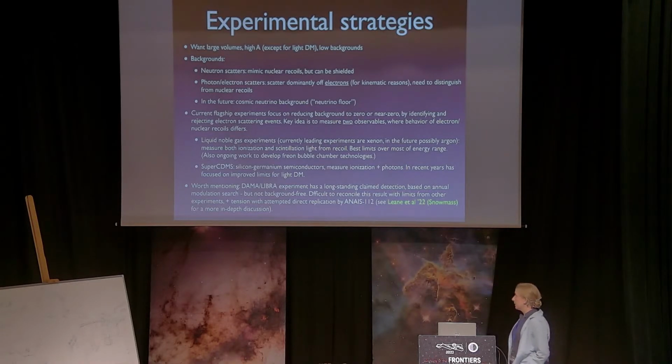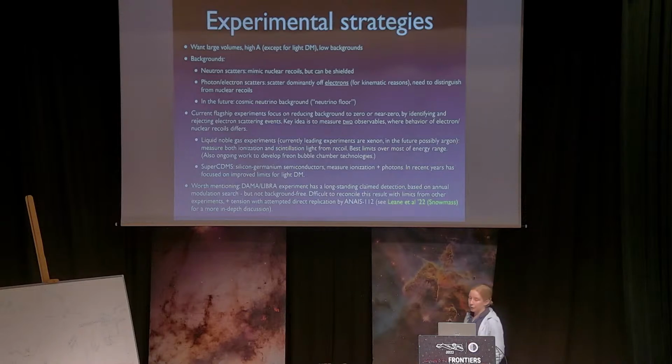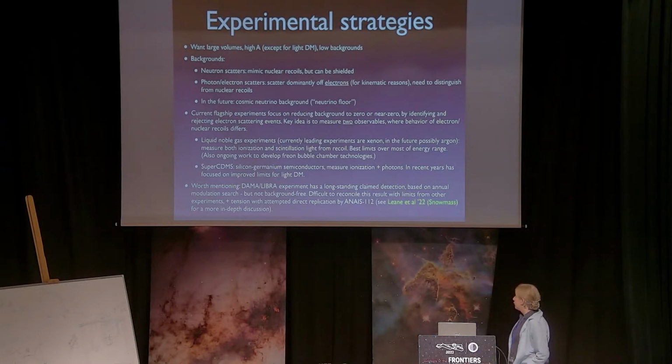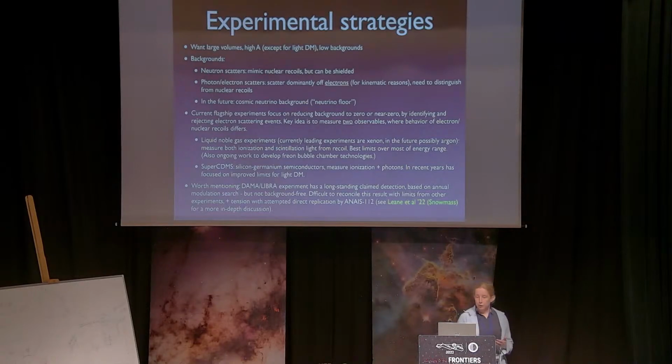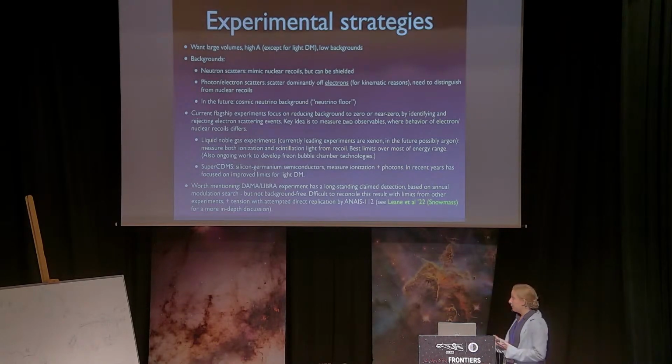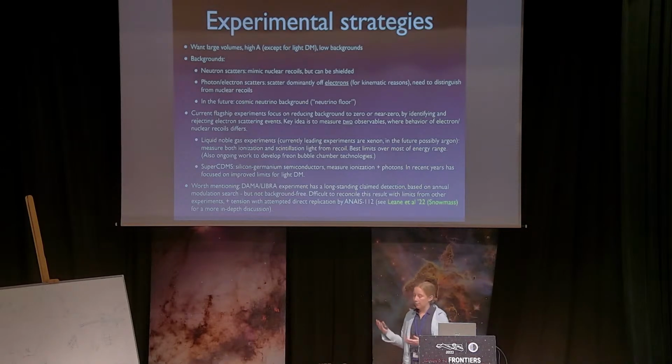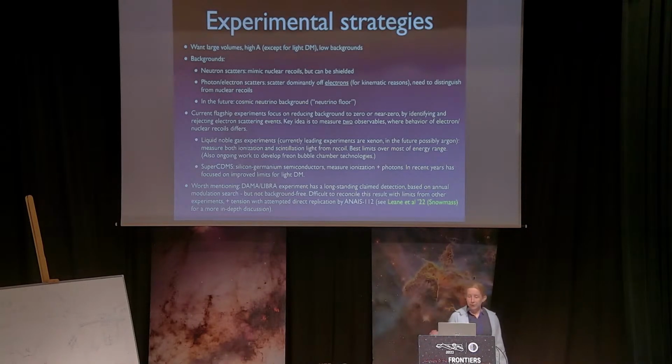The current flash experiments have done a really good job of reducing their backgrounds to basically zero or near zero, primarily by identifying and rejecting these electron scattering events. The key strategy for that is usually to measure two observables where the behavior of electron and nuclear recoils differ. For example, in liquid noble gas experiments, you can look at both ionization and scintillation light being caused when one of the nuclei within the medium recoils.